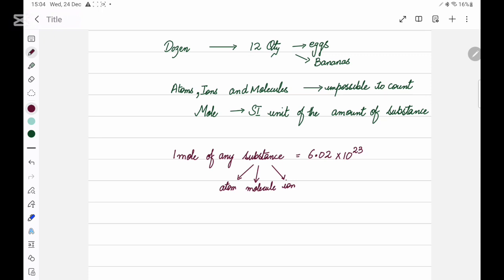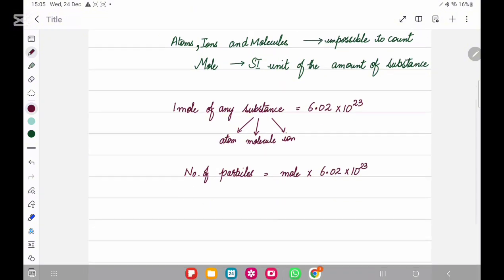So there is basically a formula. The formula is: the number of particles, and particles could be anything, either atom, molecule, or ion, is equal to mole times Avogadro's number, which is 6.02 times 10 raised to power 23.